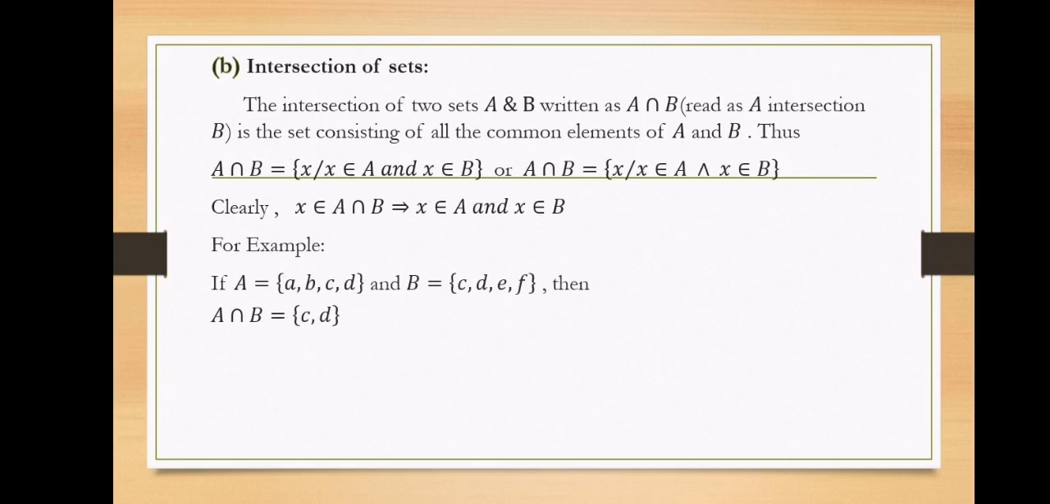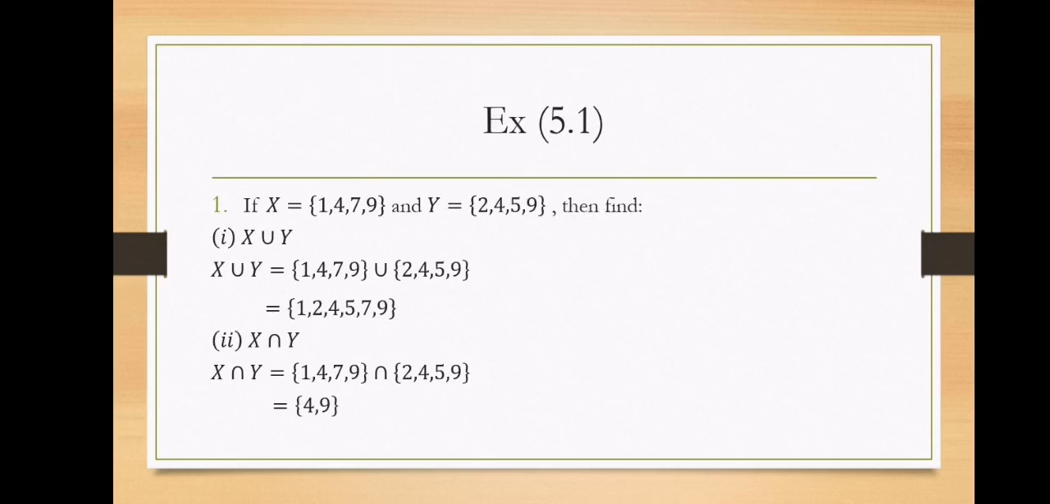Now an example: if A is equal to A, B, C, D and B is equal to C, D, E, F, then A intersection B is equal to C and D. Since C and D are the common elements in A and B, A intersection B is equal to C and D. Now we start exercise 5.1.